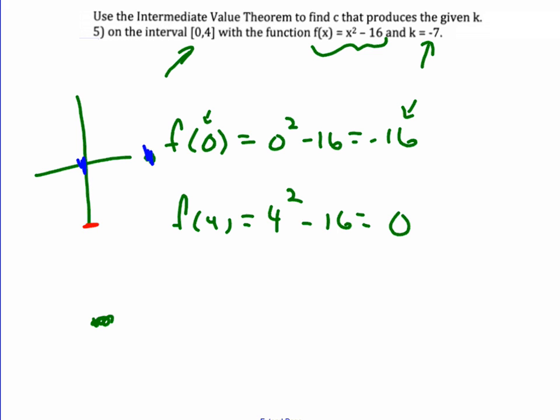Okay, so can I connect from this point to this point without having some x value that gives me -7? And in this case, no, I can't. So there does have to be a -7 in between those two, in between here and here. Okay? So let's move on to number 6.